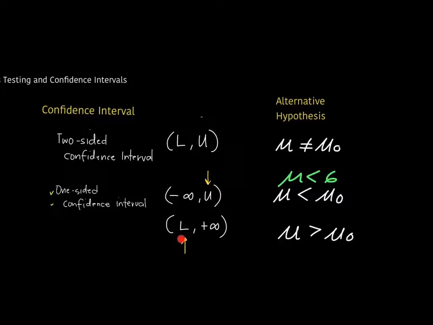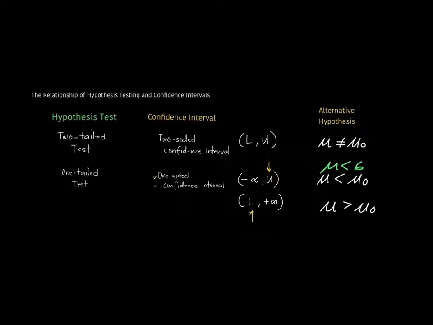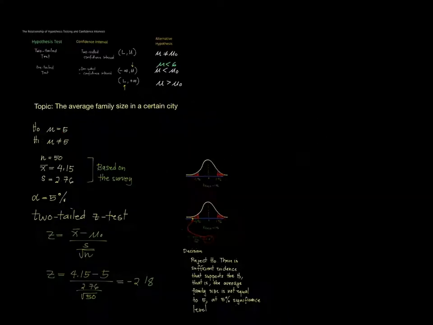Now, maybe for now it doesn't make sense yet because we still have to see an example, but this is the general idea relating hypothesis testing and the confidence interval together with the alternative hypothesis. So to understand how these two are related, let us use an example. Let us use an example that will require a two-tailed test.